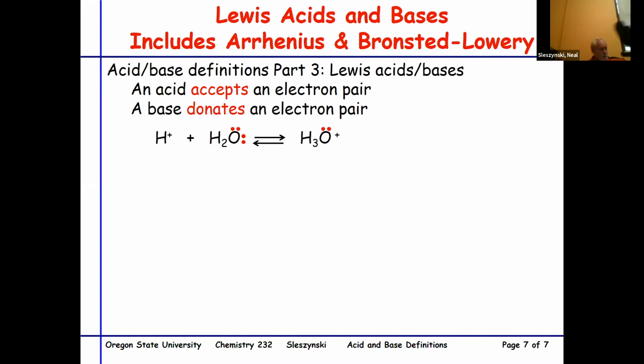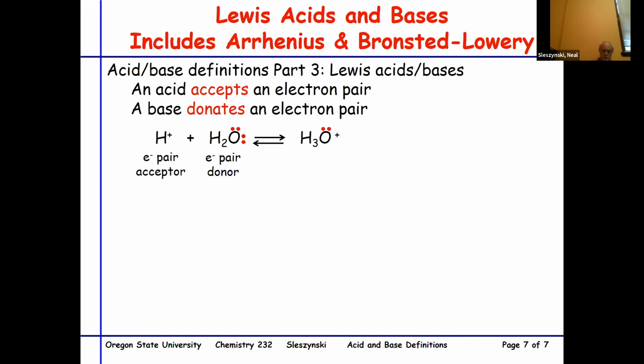So if we take a look at a hydrogen ion reacting with a water molecule to give us a hydronium ion, we can clearly see that the hydrogen ion with a positive charge will act as the electron pair acceptor, accepting an electron pair, 2 electrons from the oxygen in water. Water will be the electron pair donor. 2 of the non-bonding electrons in water will be used to form that bond with our hydrogen ion. So this still looks like an Arrhenius or Bronsted-Lowry acid-base reaction.